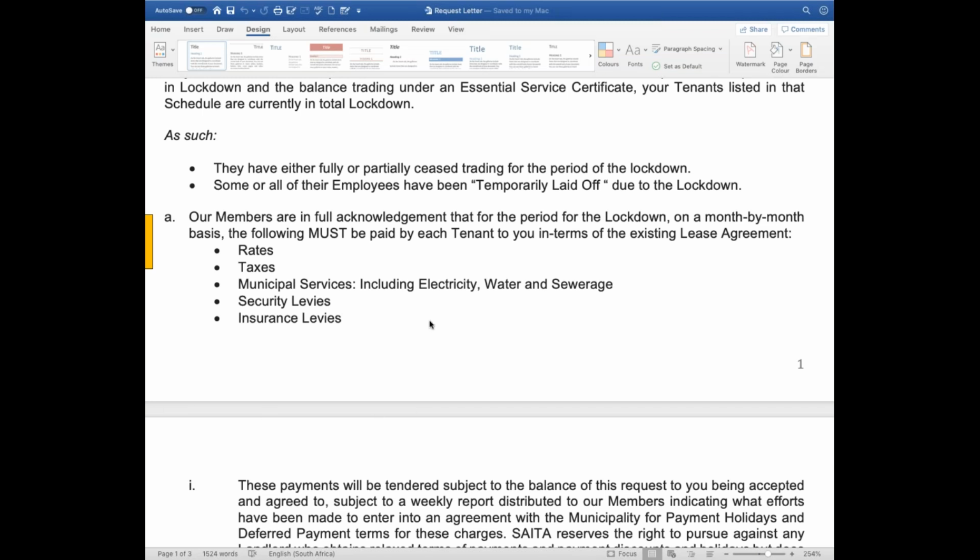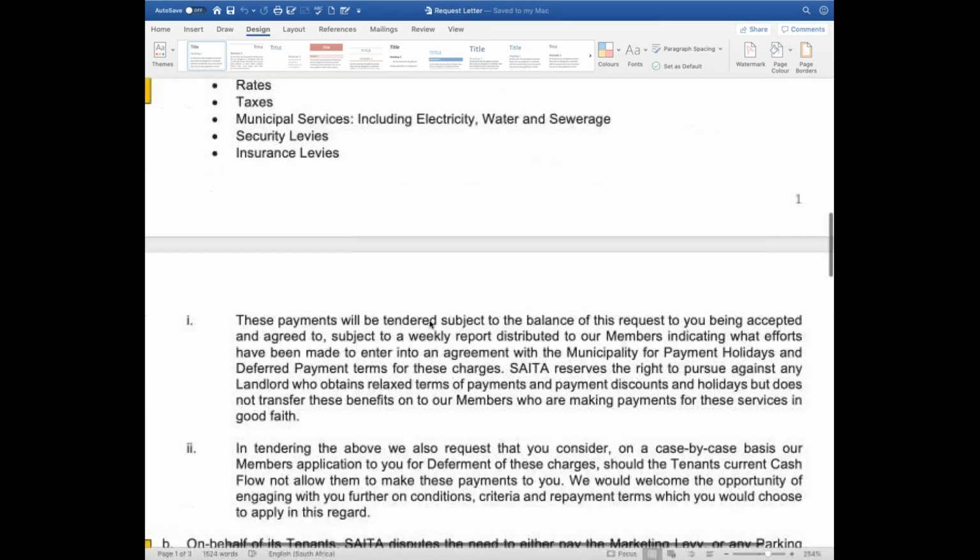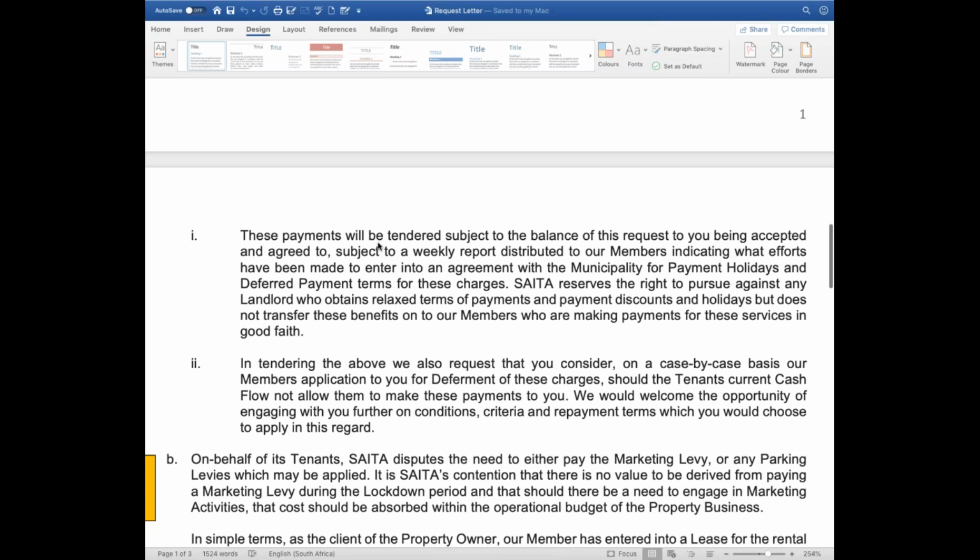All right, so let's carry on then. Number one: these payments will be tendered subject to the balance of this request to you being accepted and agreed to, subject to a weekly report distributed to our members indicating what efforts have been made to enter into an agreement with the municipality for payment holidays and deferred payment terms for these charges. CITA reserves the right to pursue against any landlord who obtains relaxed terms of payments and payment discounts and holidays, but does not transfer these benefits onto our members who are making payments for these services in good faith.